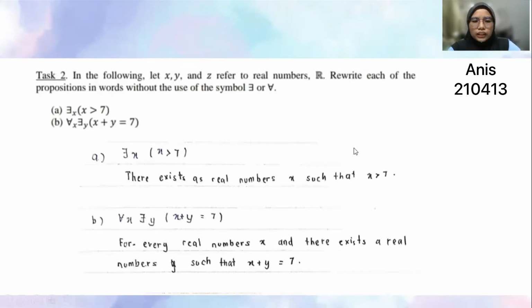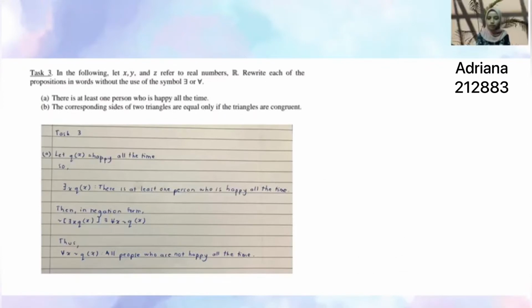So for question A, the answer is there exist real numbers X such that X is bigger than 7. And for answer B, for every real number X, there exists a real number Y such that X plus Y is equal to 7.